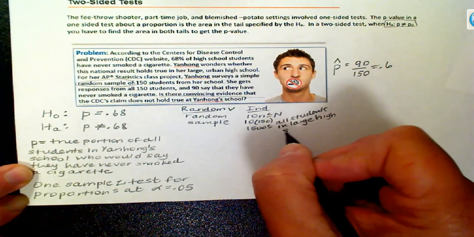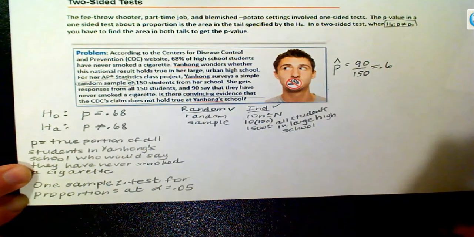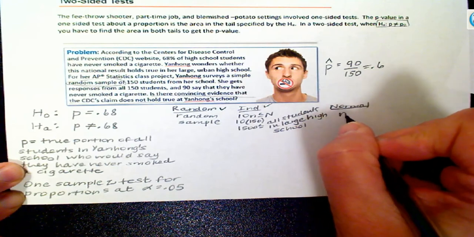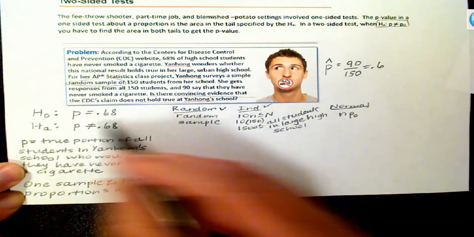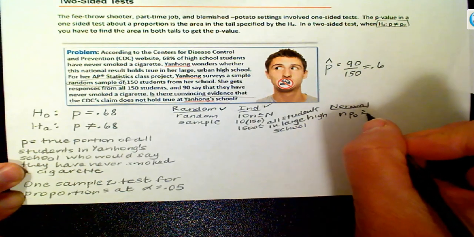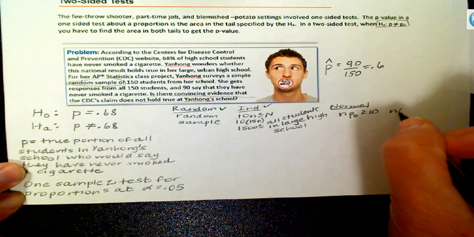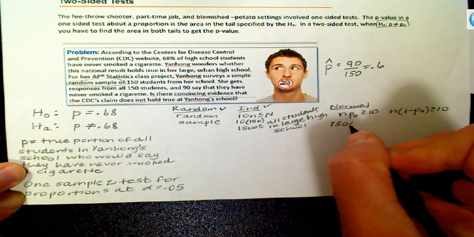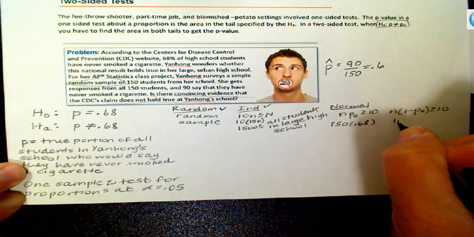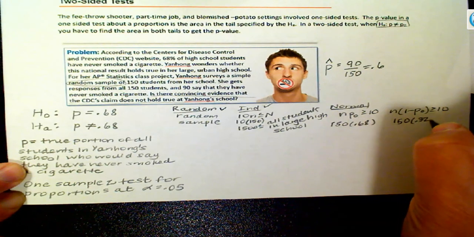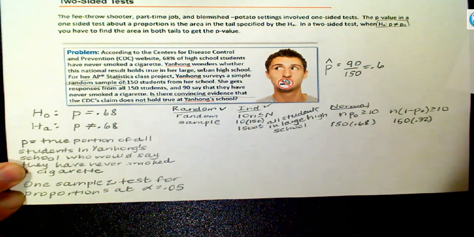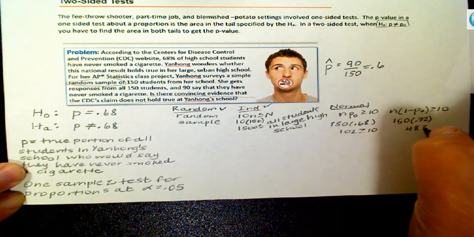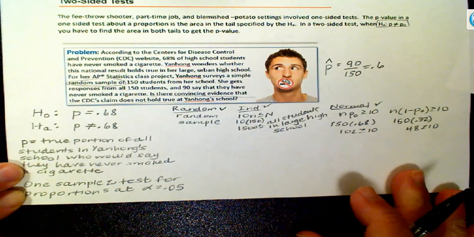And then the last thing we do have to check is, so this is good, and now we have to go check normal. Again, with a proportion, the way you always check normal is, don't forget though, that you are using p from the null hypothesis. n times p is greater than or equal to 10, and then n times 1 minus p. So we have 150 times 0.68, and then 150 times 0.32. We need to make sure that both of these are greater than or equal to 10, and they are. So we do have a normal sampling distribution here.